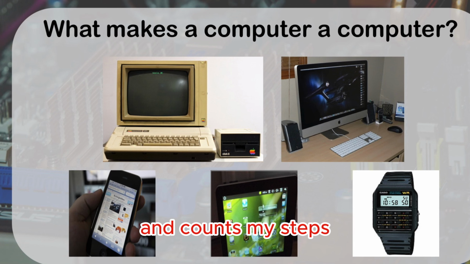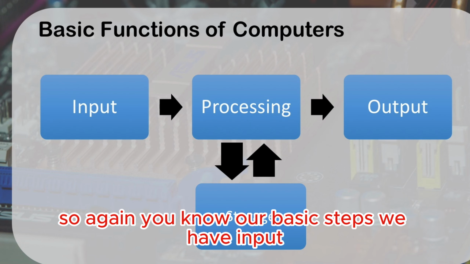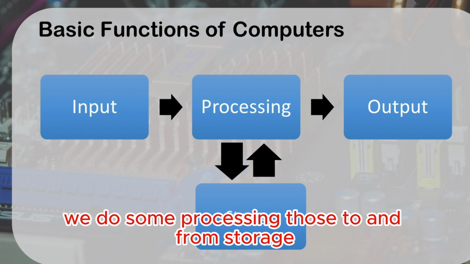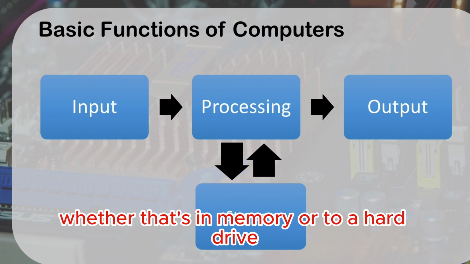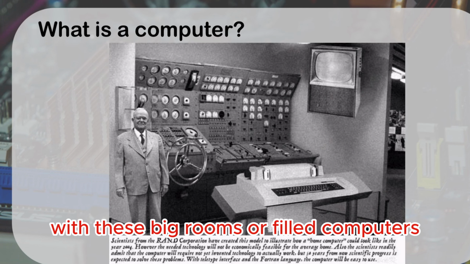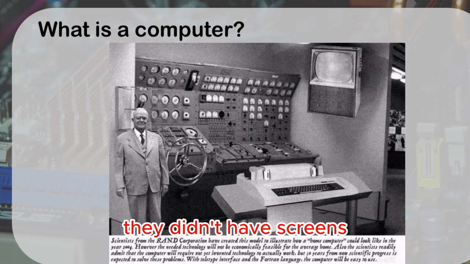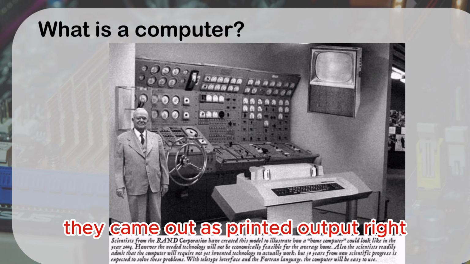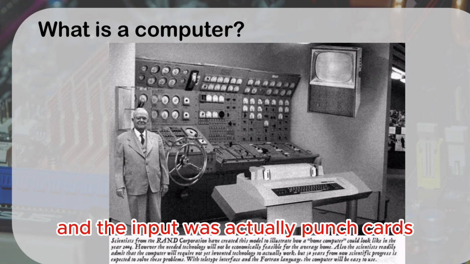It counts my steps. So again, our basic steps, we have input. We do some processing, those to and from storage, whether that's in memory or up to a hard drive, and then outputs to a screen, to a printer. In the old days, we had these big rooms filled with computers. They didn't have screens. They came out as printed output, right? And the input was actually punch cards.